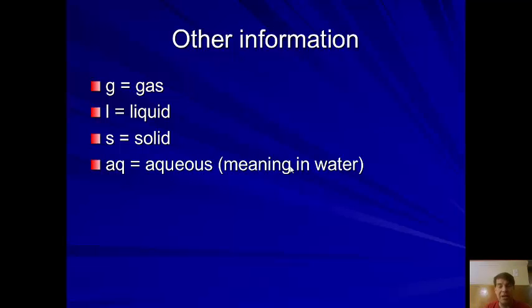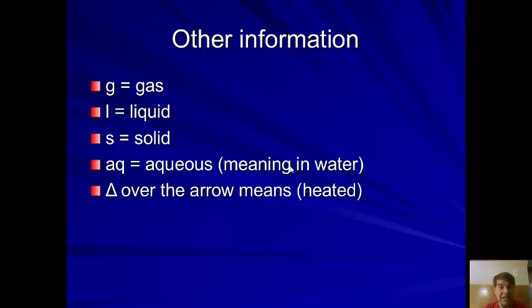Sometimes you'll put in parentheses after the molecule what form it's in. So you might say, O2 with a G in parentheses so that you know that it's oxygen gas. L in parentheses would stand for liquid. S in parentheses would stand for solid. Sometimes you have AQ in parentheses, which stands for aqueous. That means it's dissolved in water. It's in a solution. Sometimes a delta, that's the Greek letter delta. A delta over the arrow in a reaction means that there's heat being added as part of the reaction.